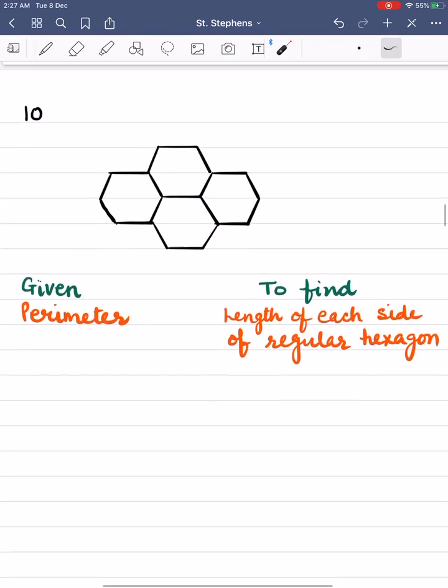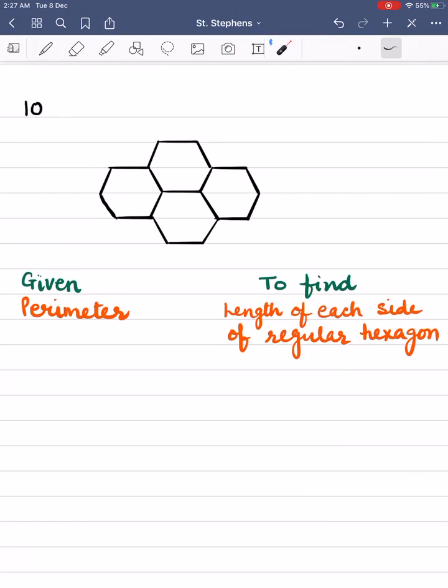Now let's do question 10. 4 regular hexagons are drawn to form the design as shown in the figure. If the perimeter of the design is 28 centimeter, find the length of each side of the hexagon. Now children, here we are given perimeter is equal to 28 centimeter. Now perimeter here means the outline of the design. So let's trace the outline of the design.